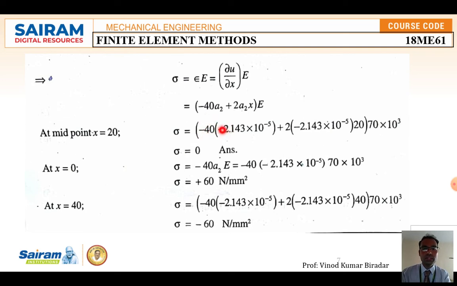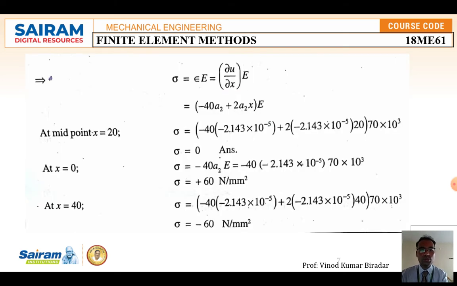Minus 40, and the A2 value we already calculated, that is minus 2.143 × 10^-5. Substitute the A2 value here. Finally you are going to get stress equal to 0 at the midpoint, that is x is equal to 20. Total length is 40, and at the middle the stress is equal to 0. At x is equal to 0, the initial stage, stress is equal to 60 Newton per mm square. At x is equal to 40, stress is equal to minus 60 Newton per mm square.